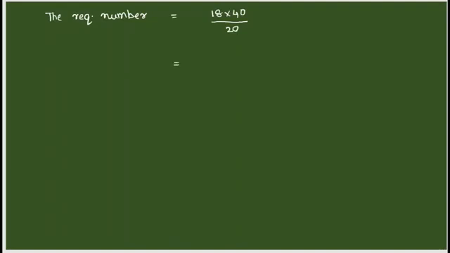So here you can cancel if they have a common factor. 40 and 20, they get cancelled because 20 is the common factor. Directly you divide by 20. 20 ones are 20, 20 twos are 40. So 18 into 2, you multiply, 36. So this 36 is the required number, children. Therefore, the required number is 36.